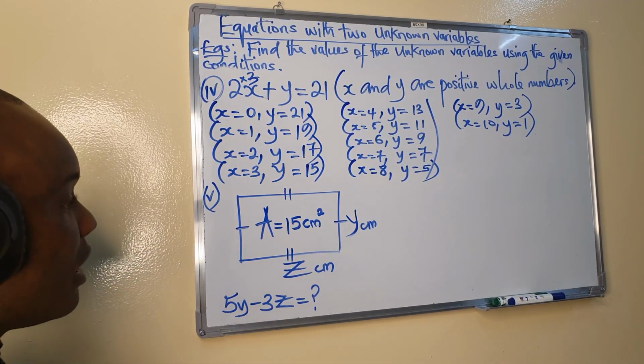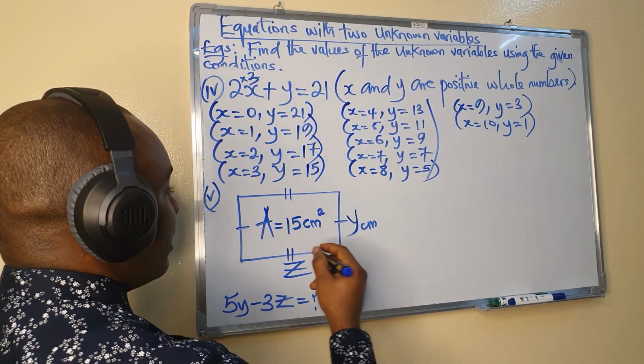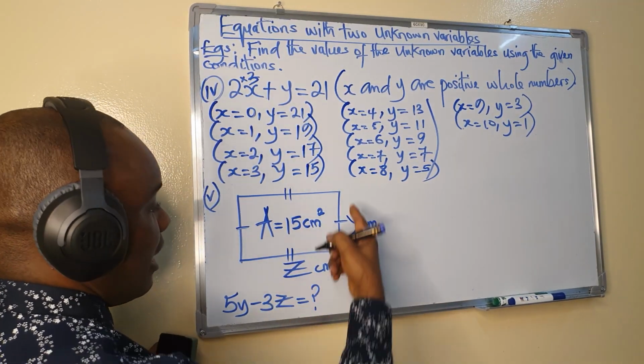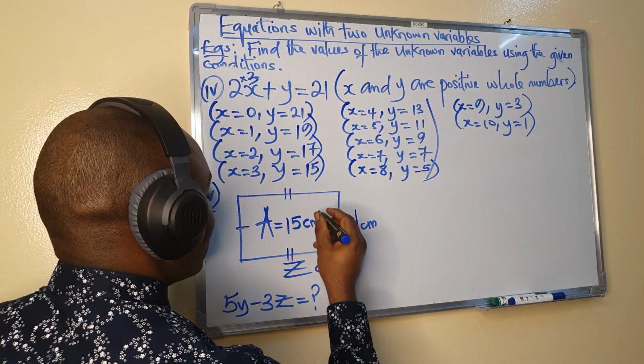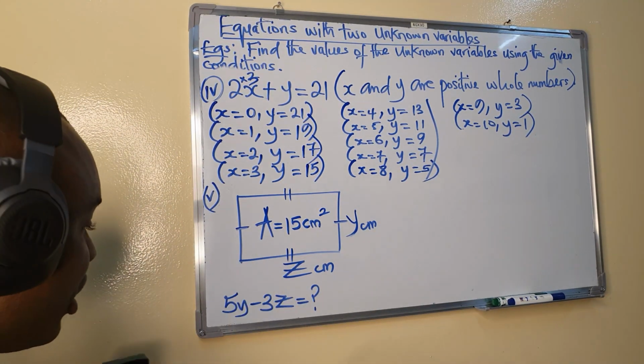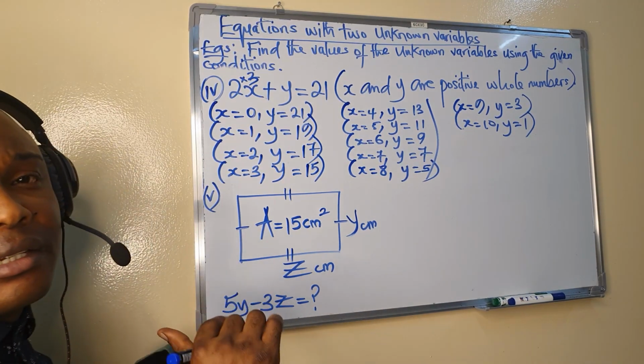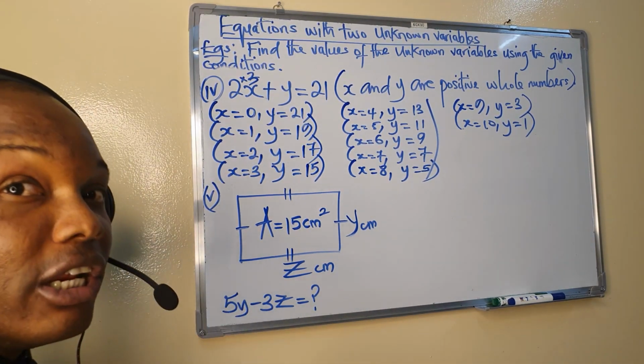Now, the last example we are solving is this rectangle. We have a rectangle with a length of z and a width of y, and the area is given to us as 15 centimeters squared. Our work here is to find the value of 5y minus 3z. How can we solve this? We need a little thinking.